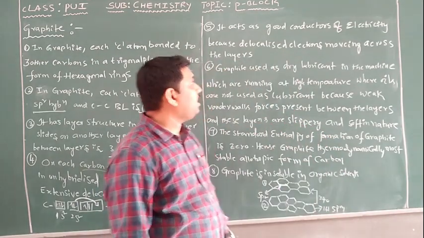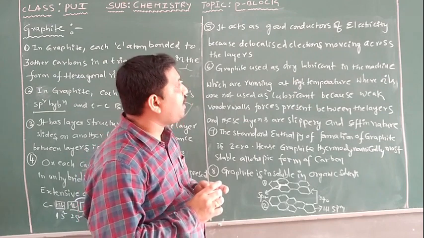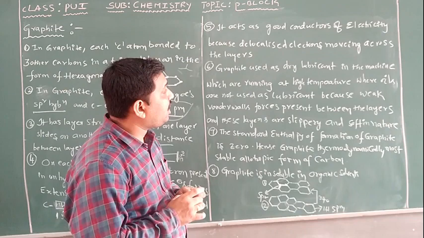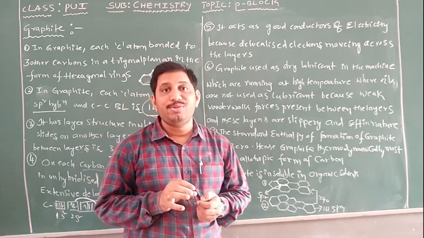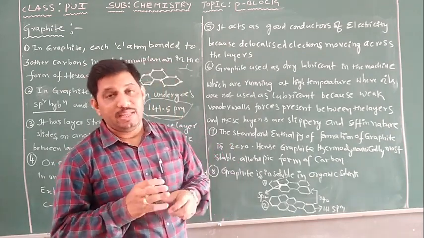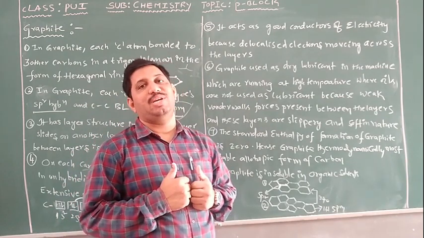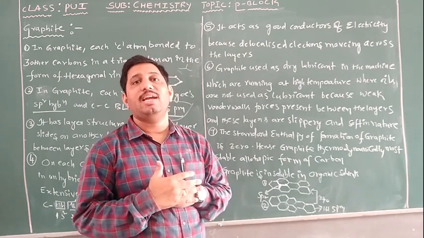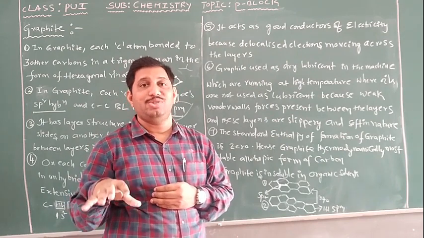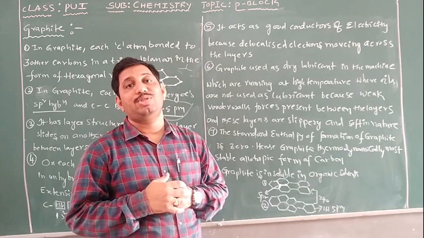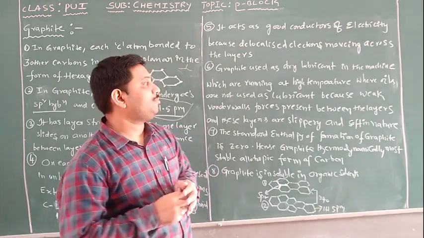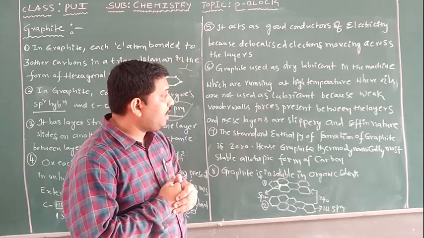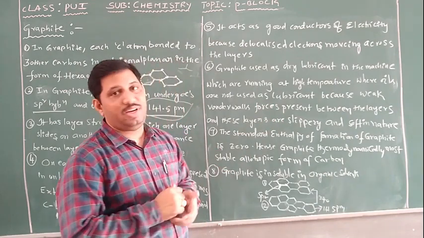Next question. Graphite is used as a dry lubricant in machines which are running at high temperature where oils are not used as lubricant. At that time we use graphite, which can act as a dry lubricant because weak van der Waals forces are present between the layers and these layers are slippery and soft in nature.